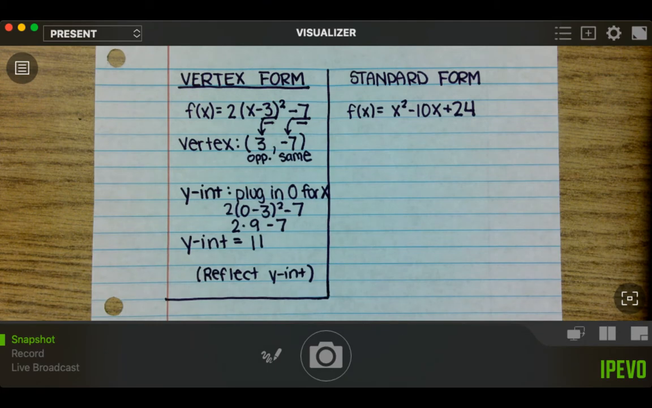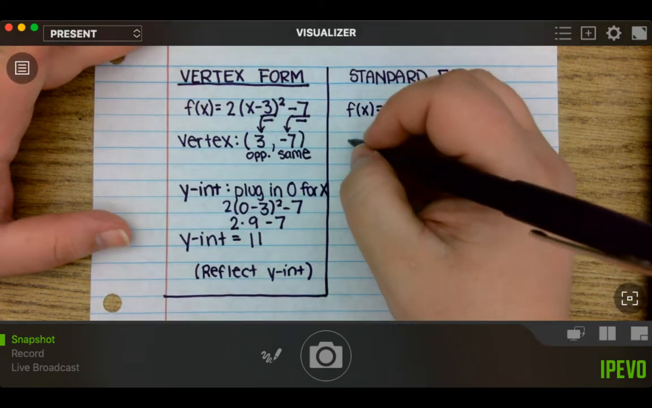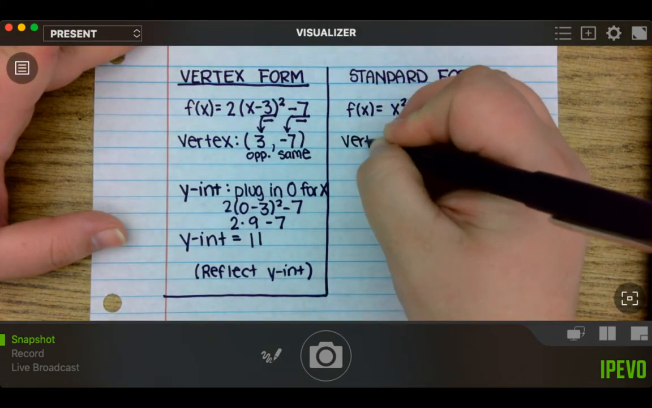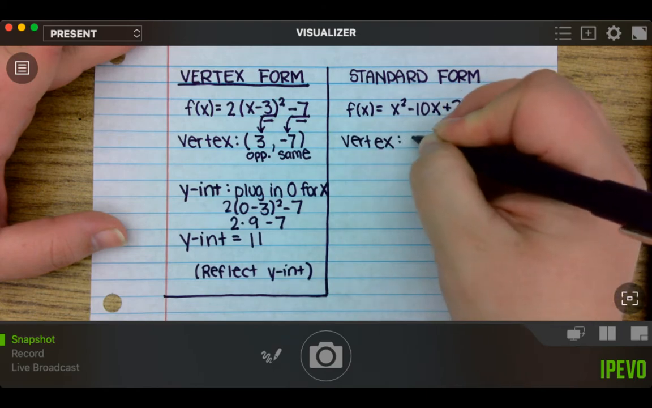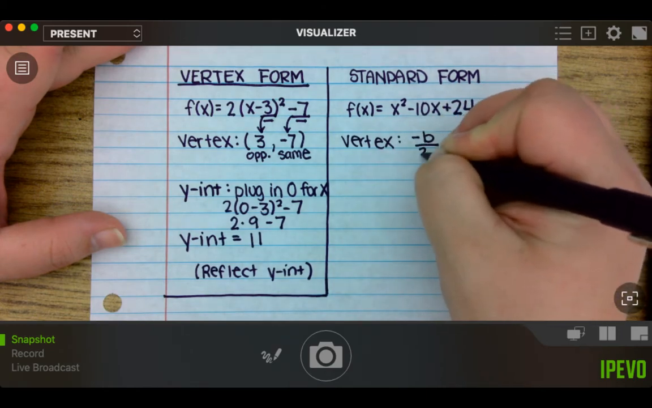That is like topic 1. Topic 2 is standard form. This is where you need to do the negative b over 2a. So for your vertex, you have to use negative b over 2a.